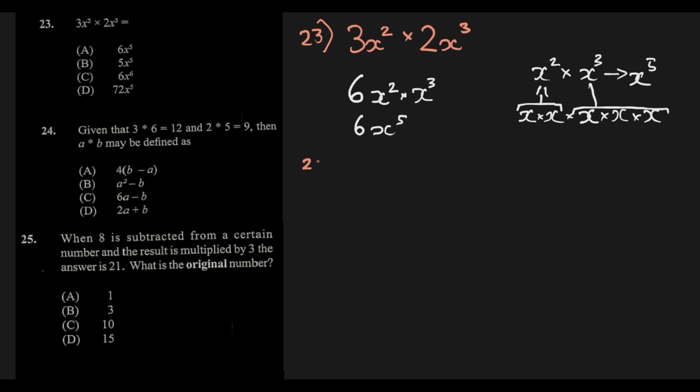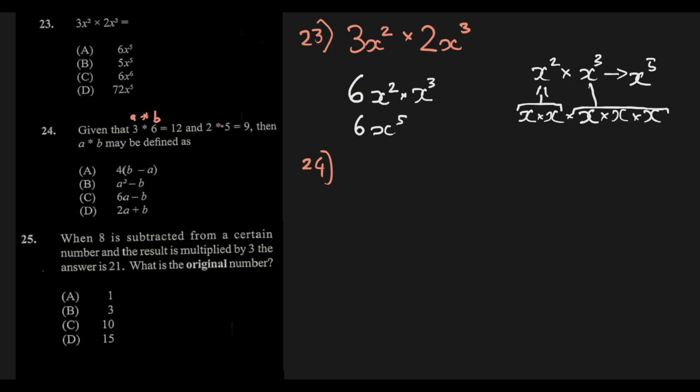Alright, so for number 24, it says that given that 3 star 6 equals 12. Now this is not multiplied, okay? So don't think that this is multiplied. This is just showing a relationship. So if you look at this, for instance, it says a star b. So we are comparing this a star b. So this here is like saying a star b is equal to 12.